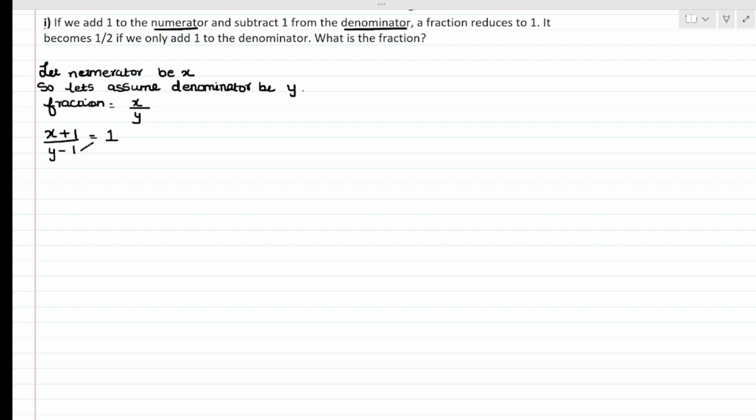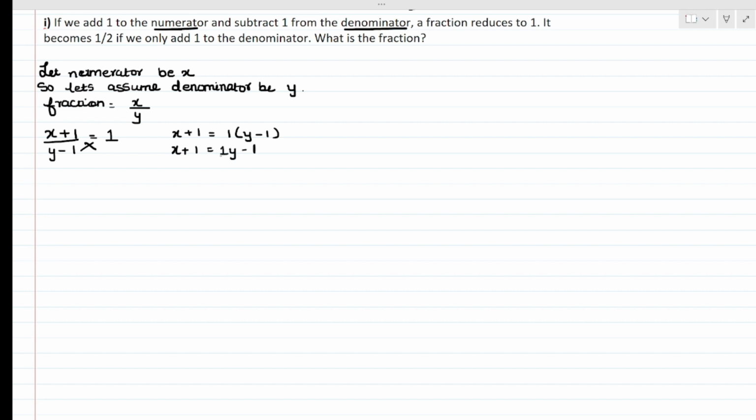Now, how can I solve this? First of all, you need to do cross multiplication. That means x plus 1 will be equal to 1 times y minus 1, as y minus 1 is going up in multiplication. So x plus 1 equals y minus 1.